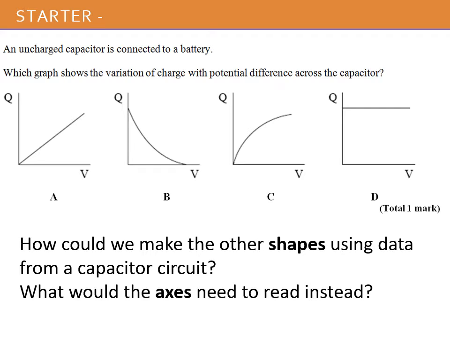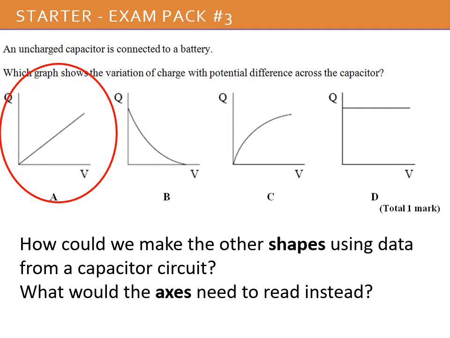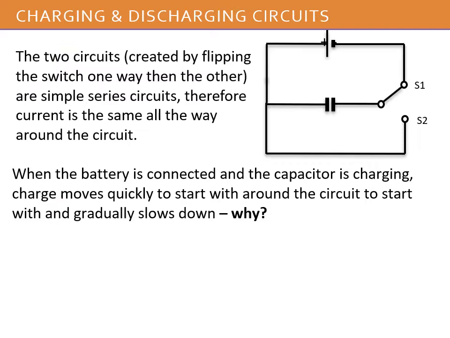When we connect an uncharged capacitor to a battery, it will start charging. So this is a charge versus voltage graph. If the voltage is increasing, what will happen to the charge? You can see the graph will be the best representation of this situation. So yes, A is the best graph for this situation. The rest of the graphs B, C, D are for different situations. We will learn these graphs in the next slides.